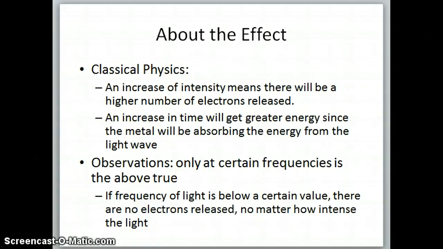Now the observations, through experiment, that's not quite what we see. We only see the effect at certain frequencies. So if the frequency of light is below a certain value, no electrons are released. It's kind of a sharp cutoff, an all or nothing type of thing. So the difference between what we expect and what we see is different. So that's kind of another twist in the physics world.